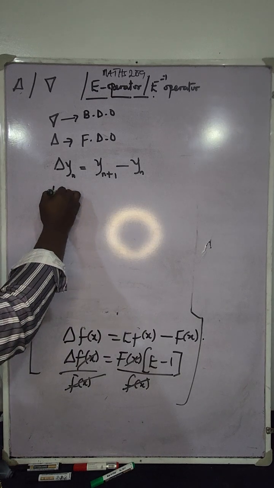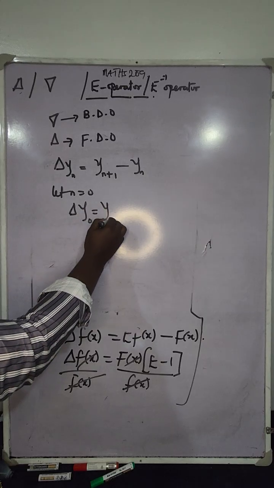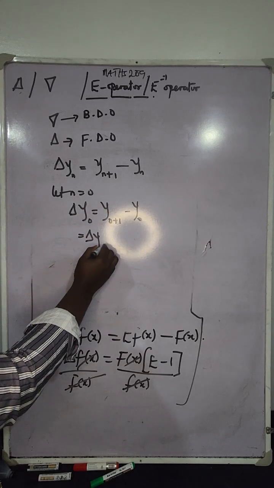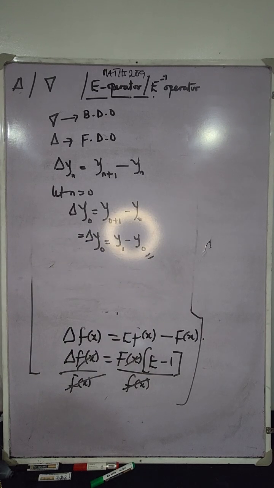So if I say let n be equal to 0, it means the forward difference of y0 is y0 plus 1 minus y0 itself. It means the forward difference of y0 is y1 minus y0. I'm not wrong. That's correct. It's the same way.